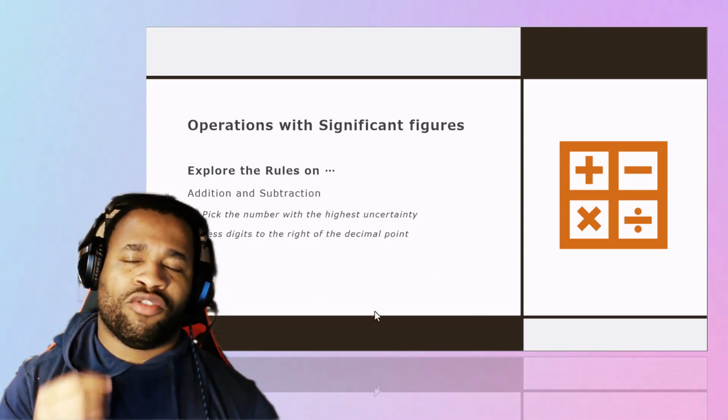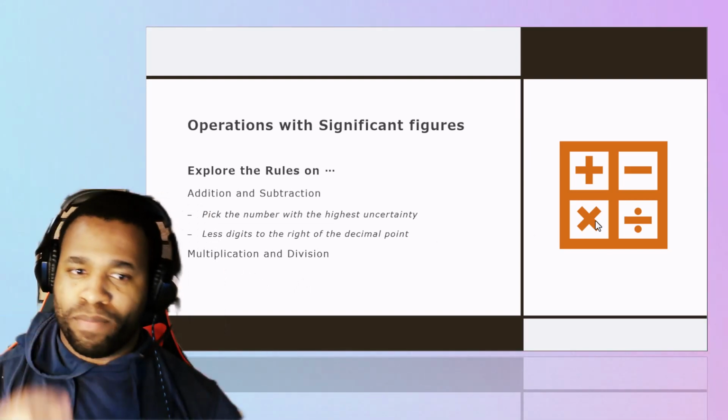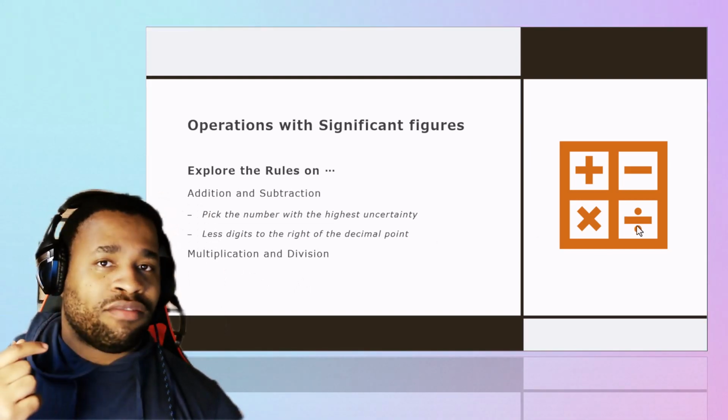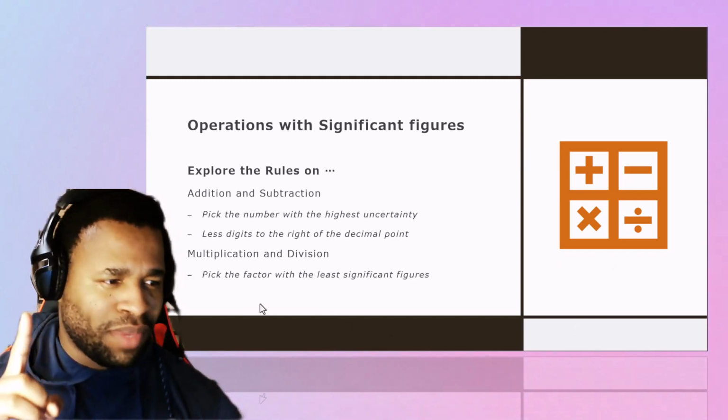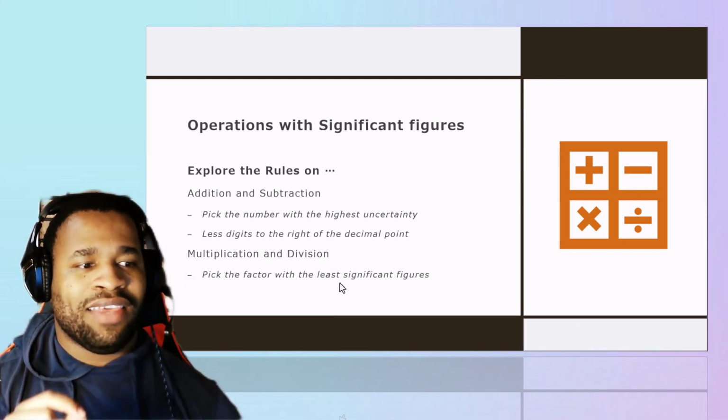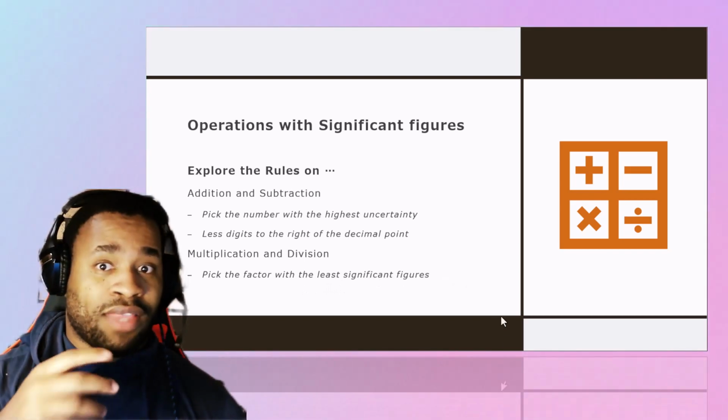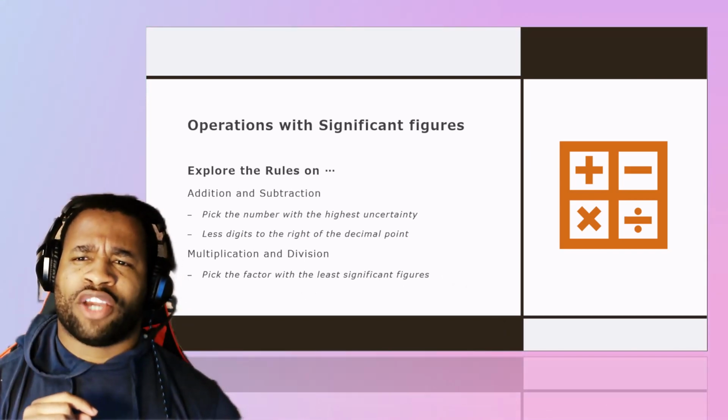Next is looking at multiplication and division of numbers. Here the rule states that we must pick the factor with the least significant figures. And now let's look at addition and subtraction.